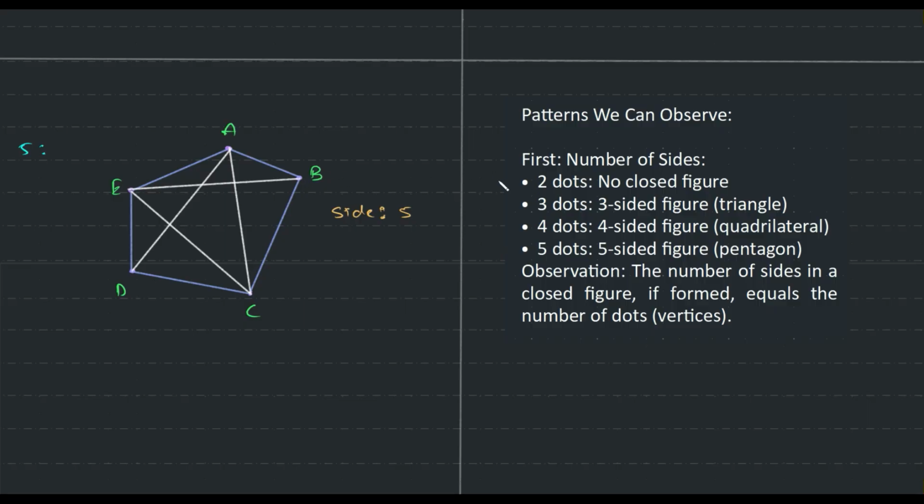Am I done? Everything possible? No, right? B and D are not neighbors. We need to connect them also. So let me do that. So these are all your non-neighboring points.